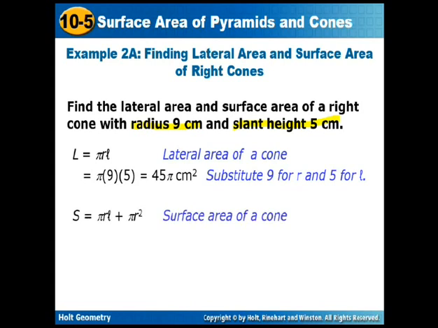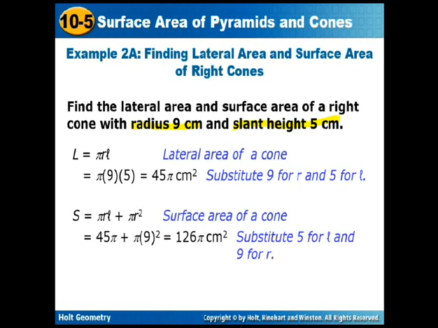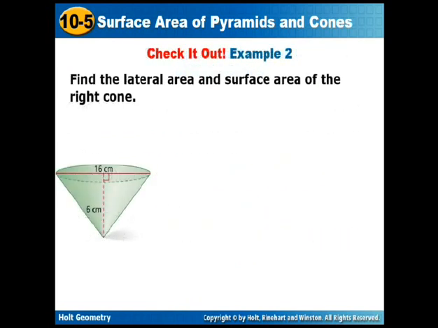Then the surface area is the lateral area that we found in the first step, plus the one base area, which is pi r squared. Substitute the numbers, then you will get the surface area in terms of pi. And check it out too.